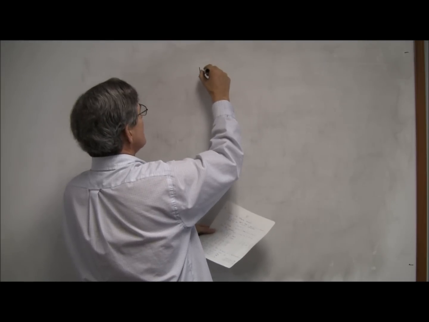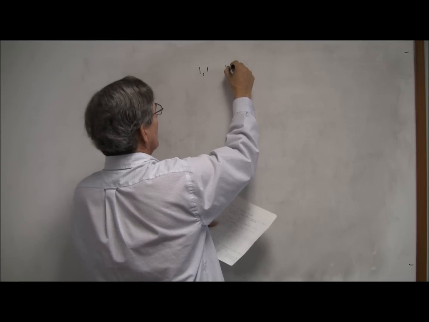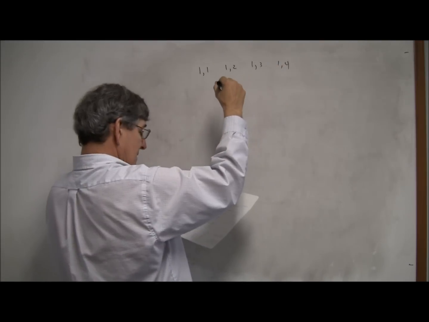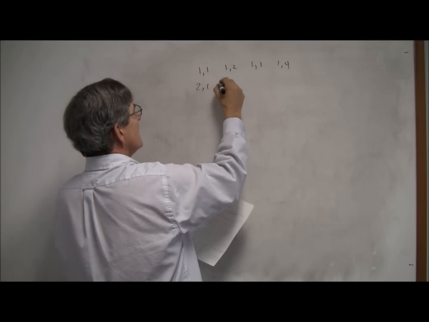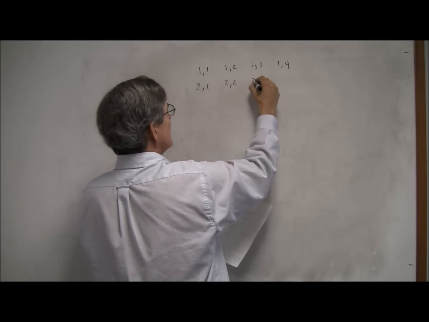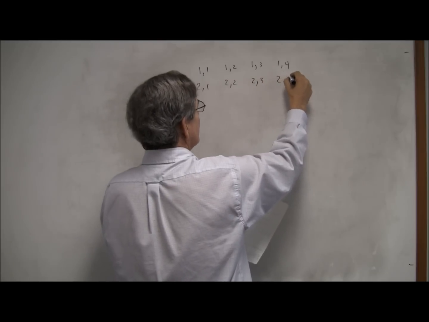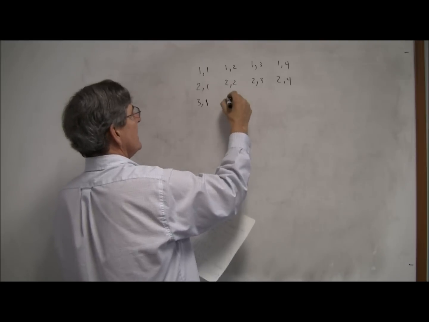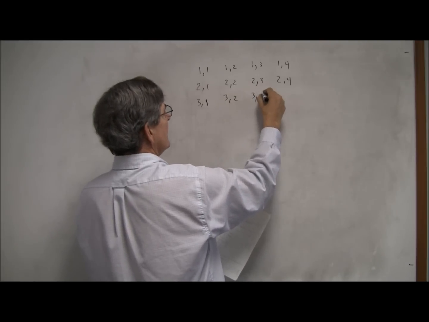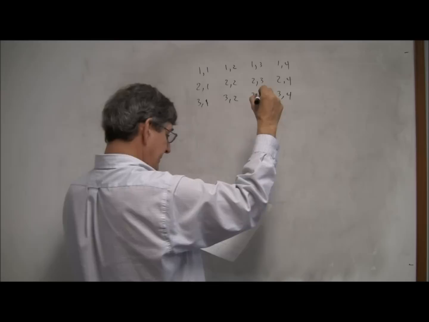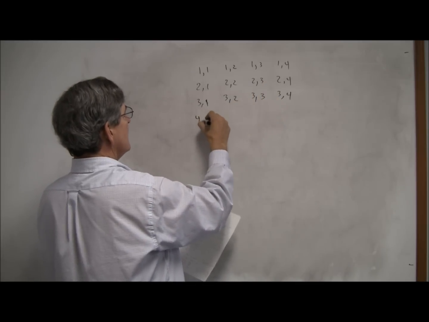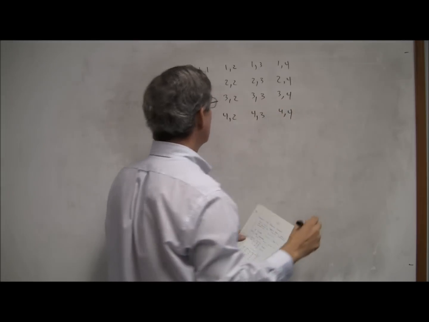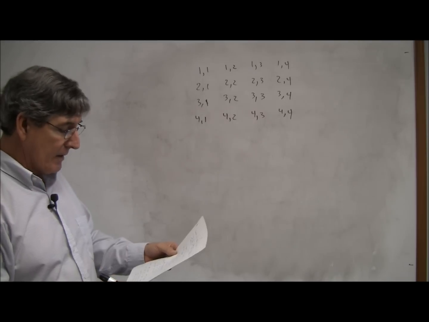We could get 1 on the first one, 1 on the second: 1,1; 1,2; 1,3; 1,4; 2,1; 2,2; 2,3; 2,4; 3,1, 3 on the first spin, 1 on the second; 3,2; 3,3; 3,4; and 4,1; 4,2; 4,3; and 4,4. Those are all of the possible outcomes.